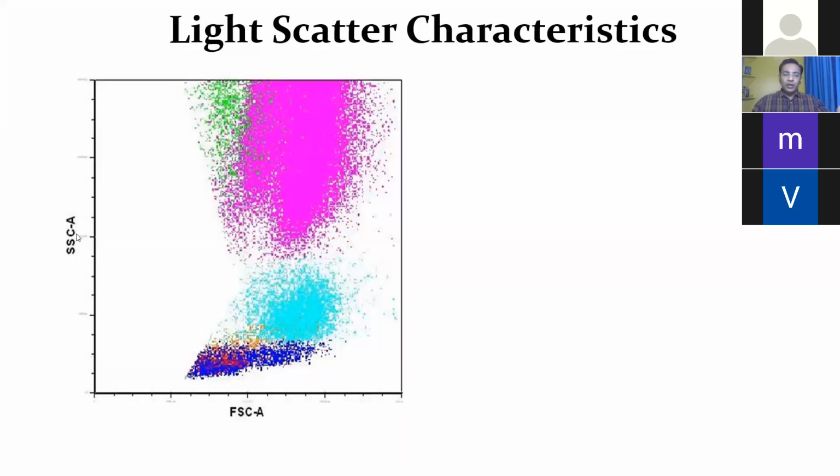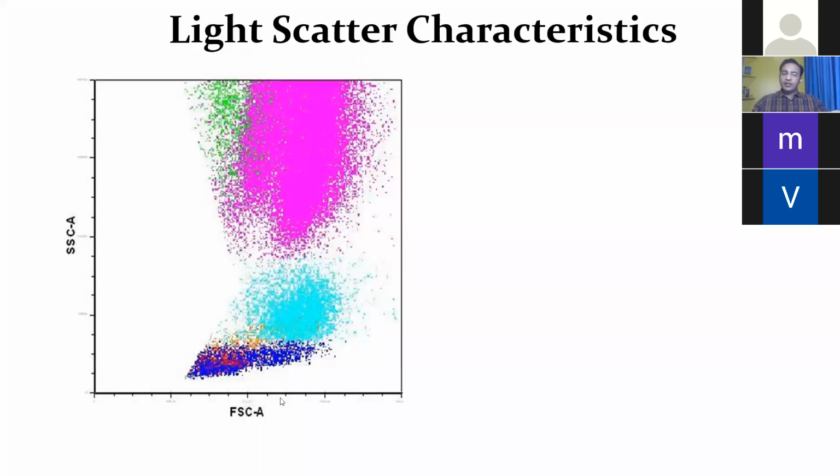Now these plots represent side scatter and forward scatter. Side scatter indicates granularity and forward scatter indicates size. Here the blue cells are closer to this part, which means their size is small. So these represent lymphocytes, and the other reason is that their side scatter is almost nil, close to 0. So they do not have granules. The cells which are small and don't have granules are usually lymphoid cells.